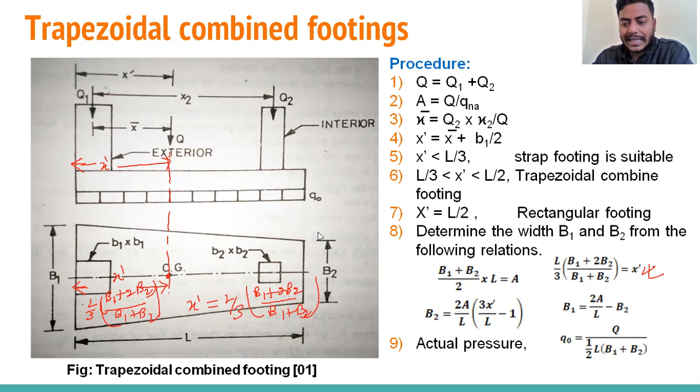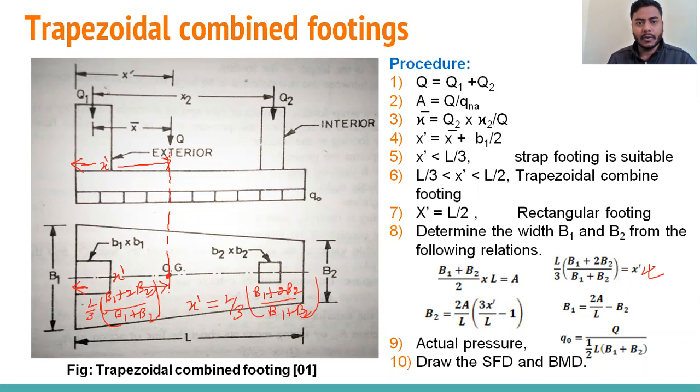You can see in this relation, Q naught is equal to Q divided by half into L into (B1 plus B2). Here B1 and B2 are the provided widths. Once we have the actual pressure, we can find the intensity at various points, that is UDL, or in this case uniformly varying load. Once we have that information, we can draw the shear force diagram and bending moment diagram.